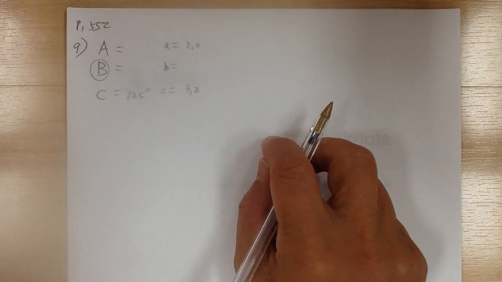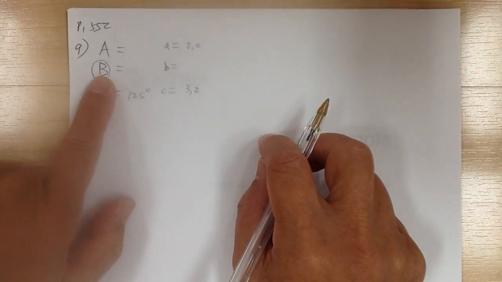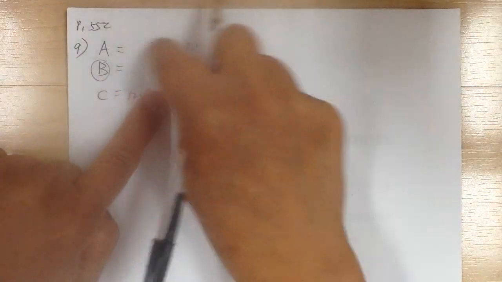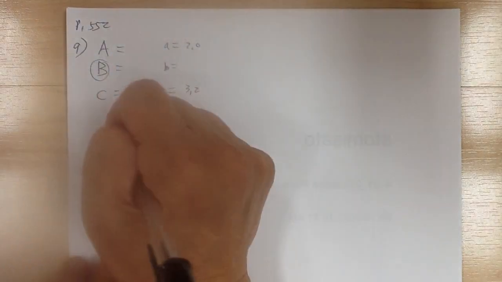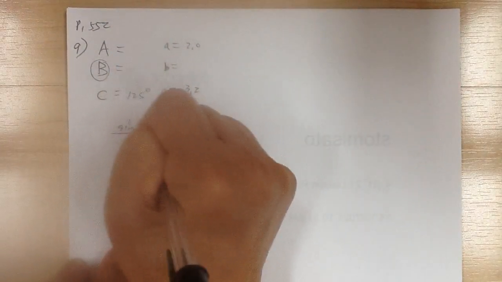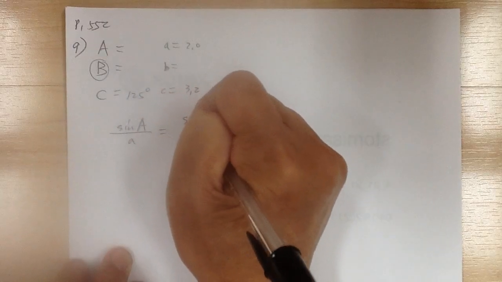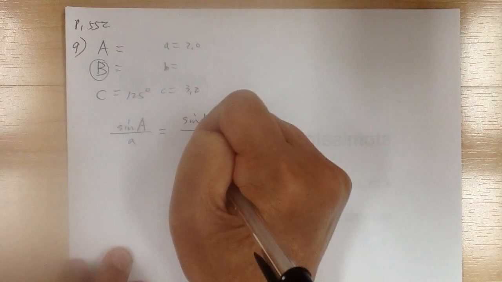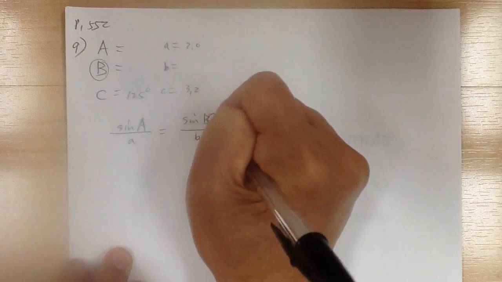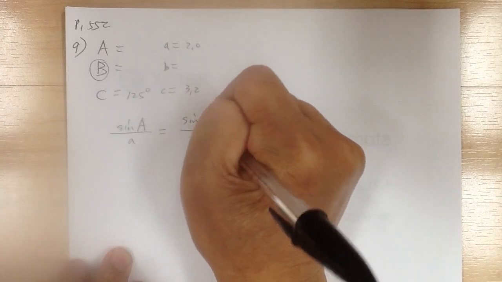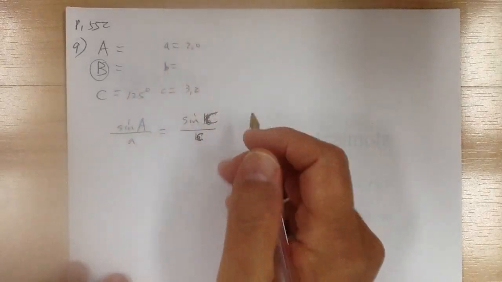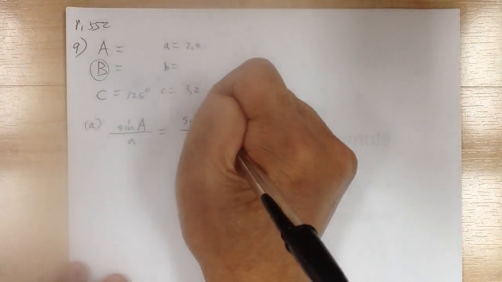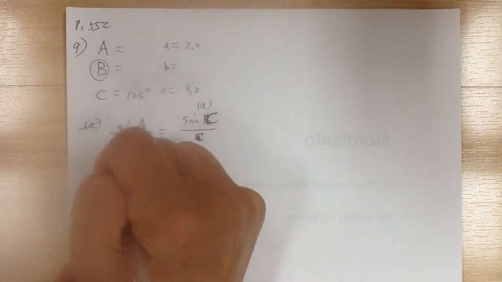Okay, so for this one, we're not going to get the angle B directly because this is given. So we have to look for angle A first. So you're going to get sine A over A equal to sine B over B, or C is given. Sorry about that. So you have to use whatever is given. Okay, again, multiply by A on both sides. So this will cancel out.